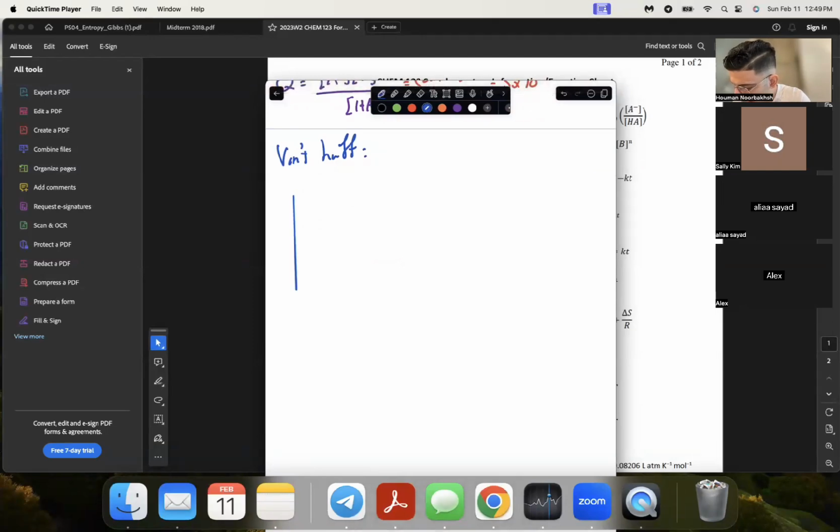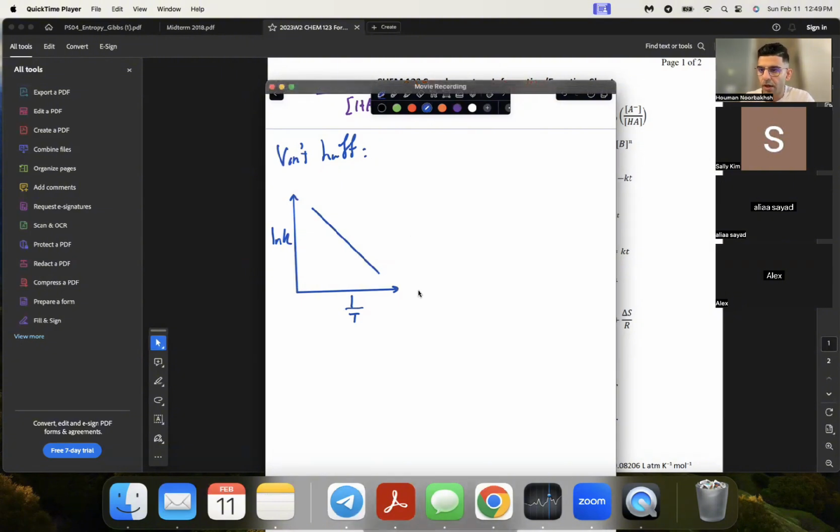So let's say we have a diagram where your y-axis is ln of K and your x-axis is 1 over T, temperature. This diagram may have a positive or negative slope, I'm just making it up. Like any other linear equation, you write it with a slope and a y-intercept, where m would be the slope and b would be the y-intercept.